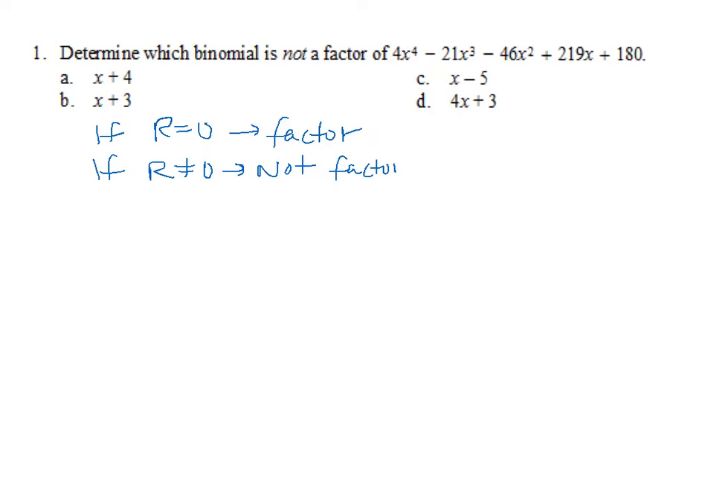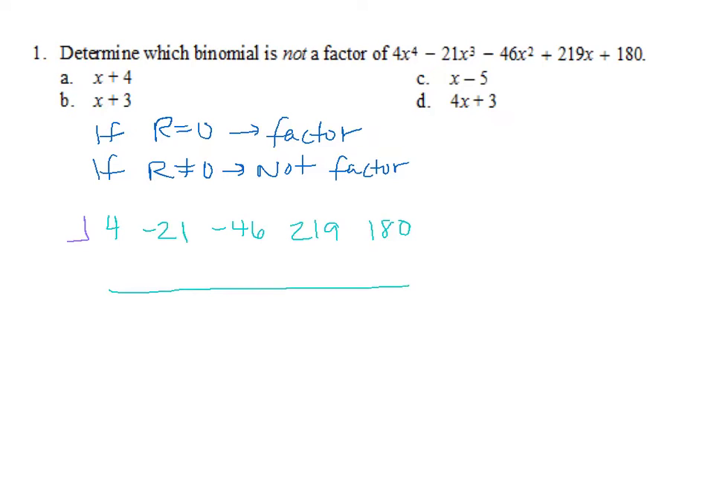So what we need to do here is find out which one is not a factor. We have to go through and do synthetic division with each of these to figure out which one will have a remainder that is not equal to 0. So I'm going to start with my synthetic division. I'm going to bring down the coefficients of our polynomial here. So I have 4, negative 21, negative 46, 219, and 180. So I'm going to write all of those down here: 4, negative 21, negative 46, 219, and 180.